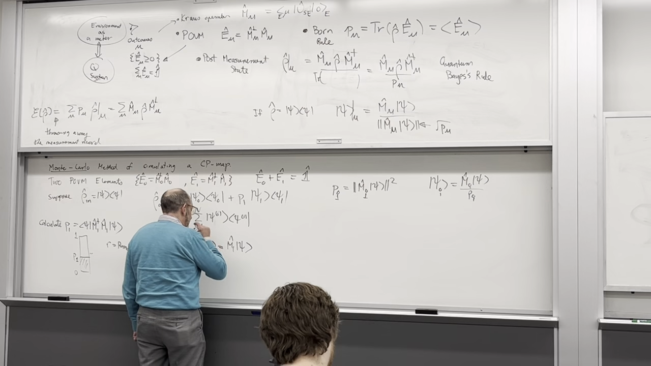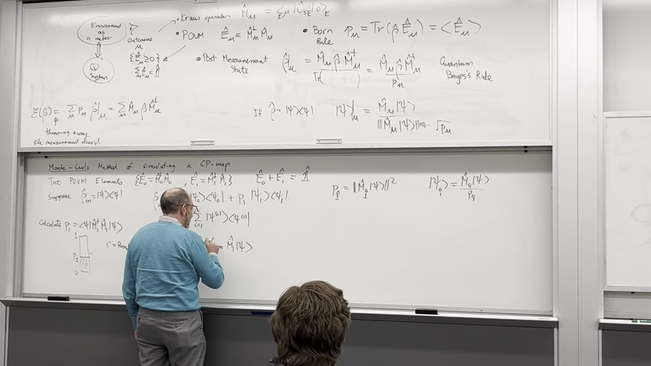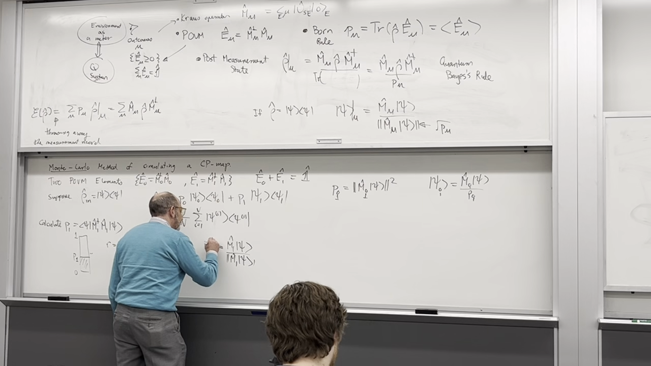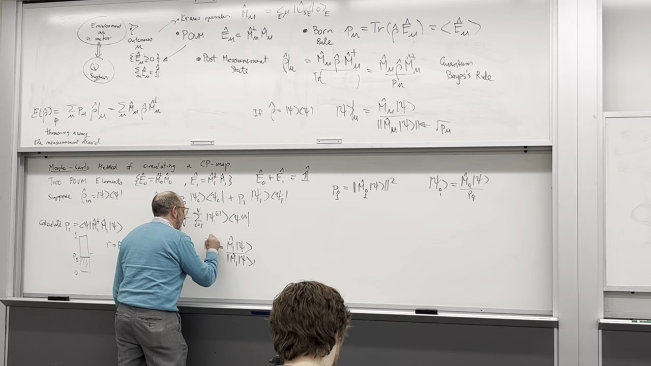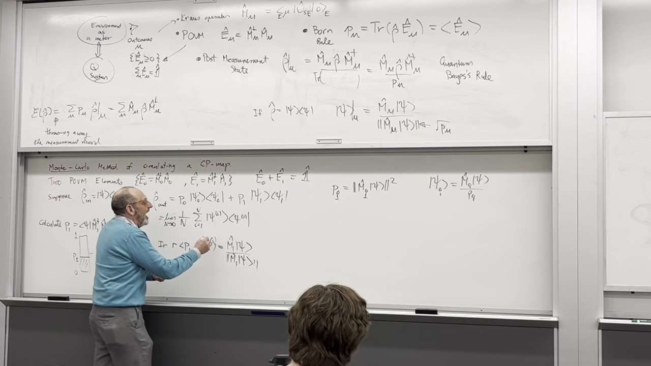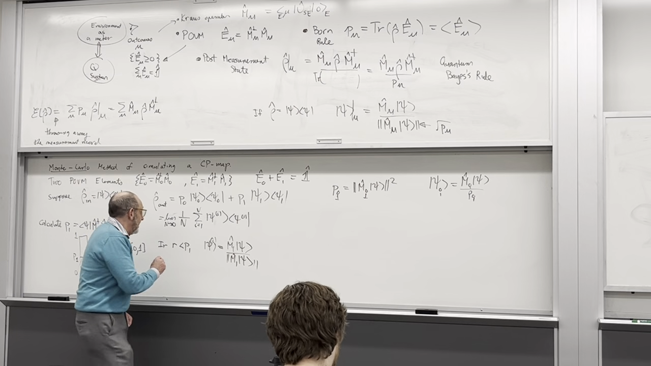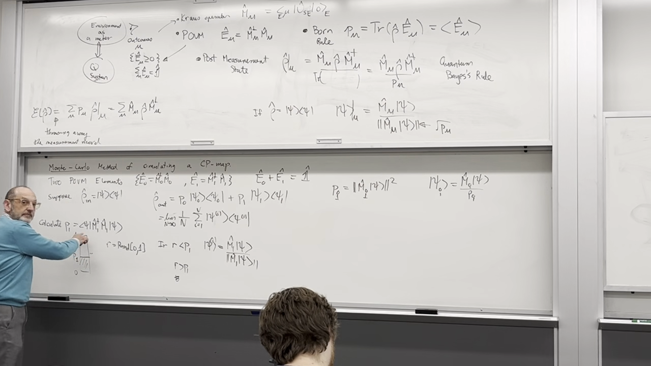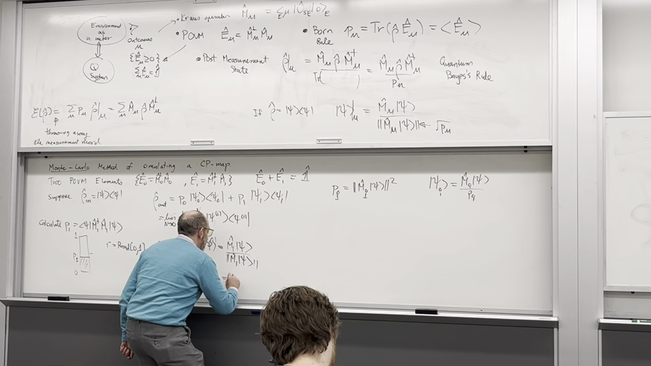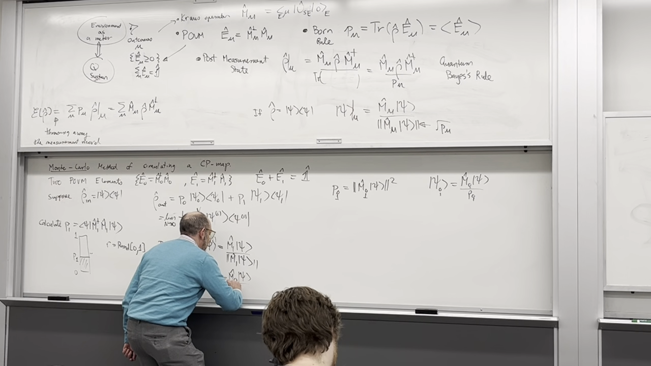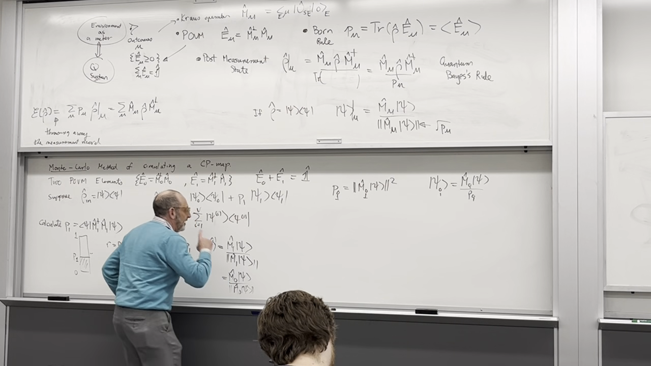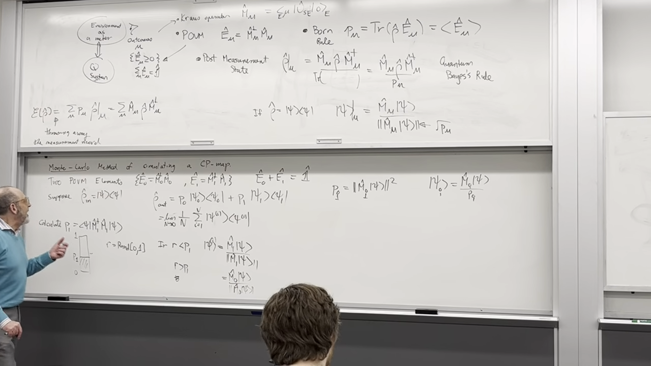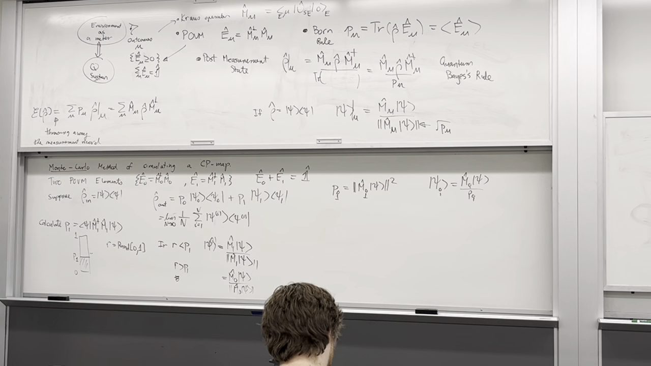psi prime, let me call this psi super i, since it's in the ith run of this experiment, is M1 times psi divided by its norm. If R is greater than P1, which means R is in this region, then I apply this other operator. So in any run of my numerics, I either get this or this, okay? I then re-prepare the state in the same initial state. I do it again.